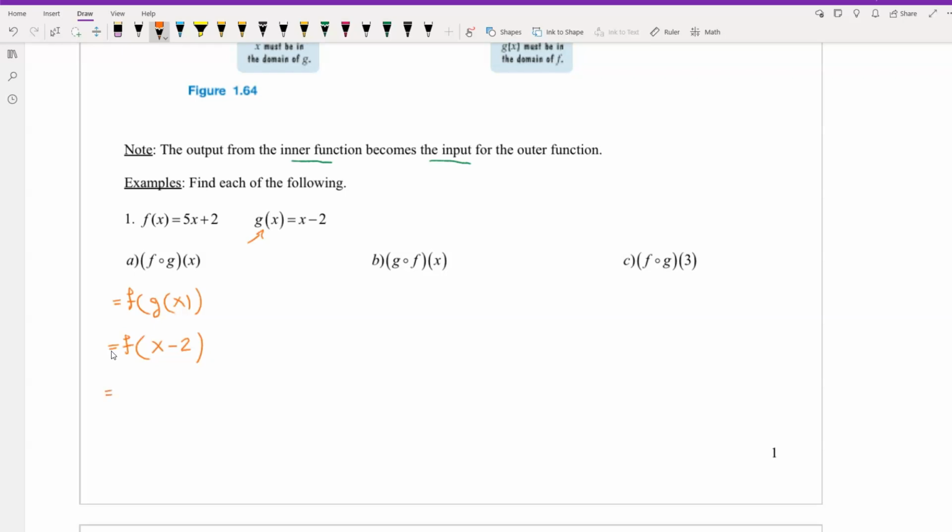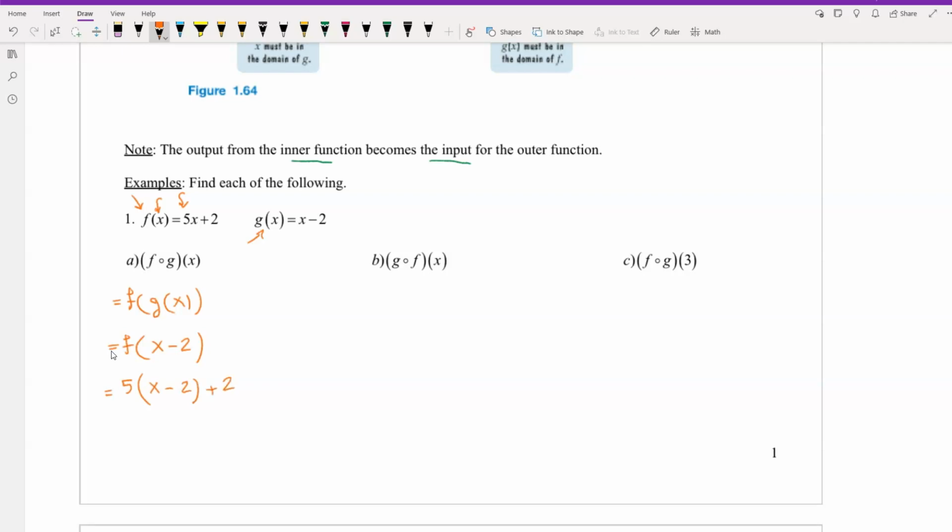And then here we have f, so we have to use this function, and instead of the input, in this case our input is x, we have to use x minus 2. So wherever we have x, we have to use x minus 2. So starting from here, we have 5 times, instead of x, now we have x minus 2, then we have plus 2.